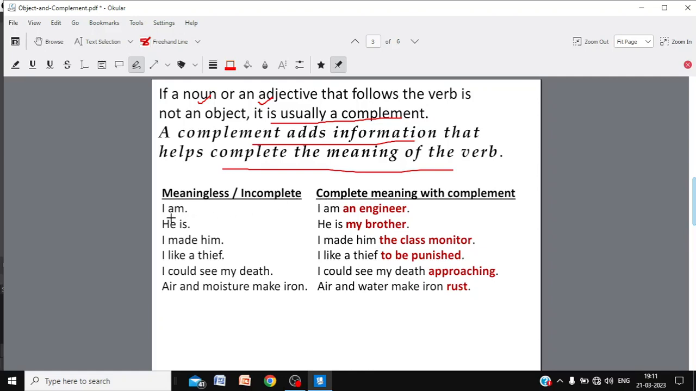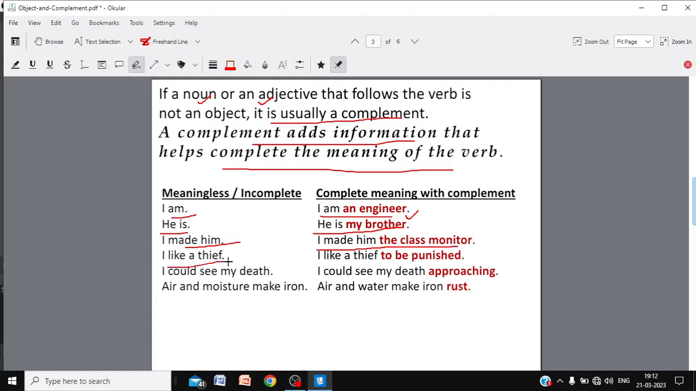Now, here we have how a complement helps to complete the meaning of the sentence. I am. It's an incomplete one. When you say, I am an engineer, you make a complete sentence; there is a complement. He is. Incomplete. He is my brother. Now you are completing the sentence. I made him. It's a complete sentence, but it's an absolutely meaningless sentence. But when you say, I made him the class monitor, now it's a complete and meaningful sentence.